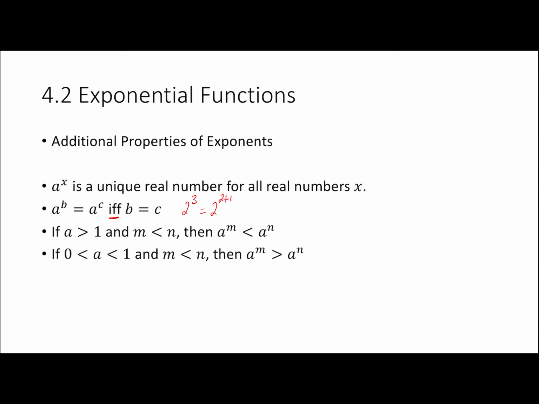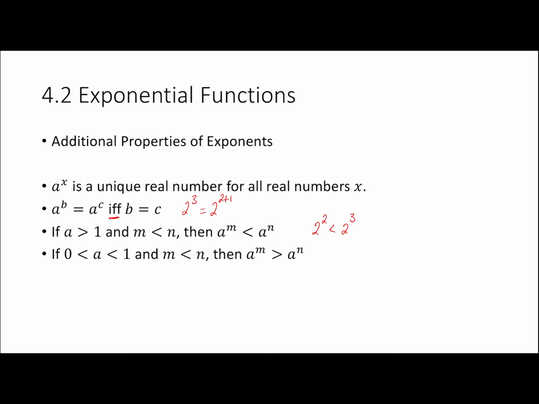The next property says that if a is bigger than 1, so let's say a is 2, and m is less than n, so maybe m is 2 and n is 3, then a to the m power is less than a to the n power. And that probably makes some sense, because 2 times 2 is smaller than 2 times 2 times 2. So that's what that one says.